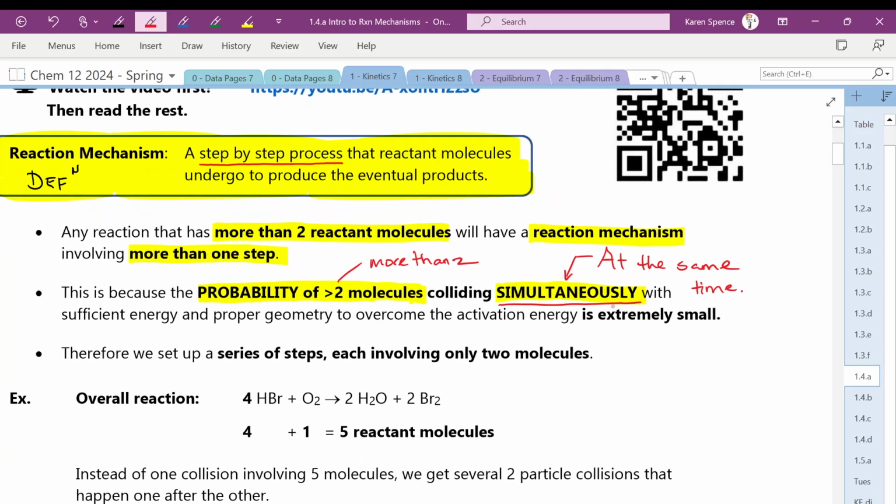So simultaneously with sufficient energy and the correct geometry is extremely small. Therefore, to avoid this, we set up a series of steps. Each step involves only 2 molecules.